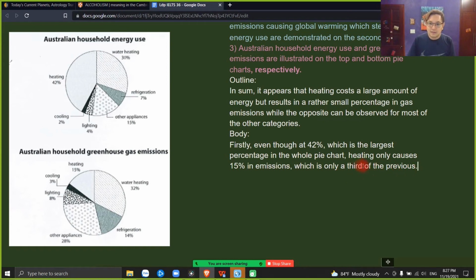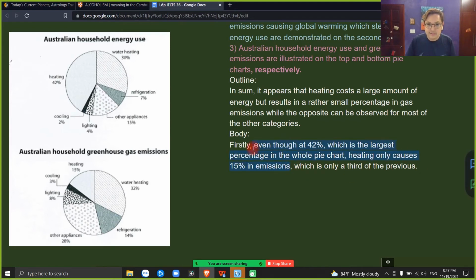Of course, a third is 1/3, one out of 3, 1/3 of the previous, của cái trước đó. The previous is something that you mentioned previously, which is this. And this is the latter. The latter. We have the previous and the latter. Cái trước đều trước và cái sau. Okay? Which is only a third of the previous.